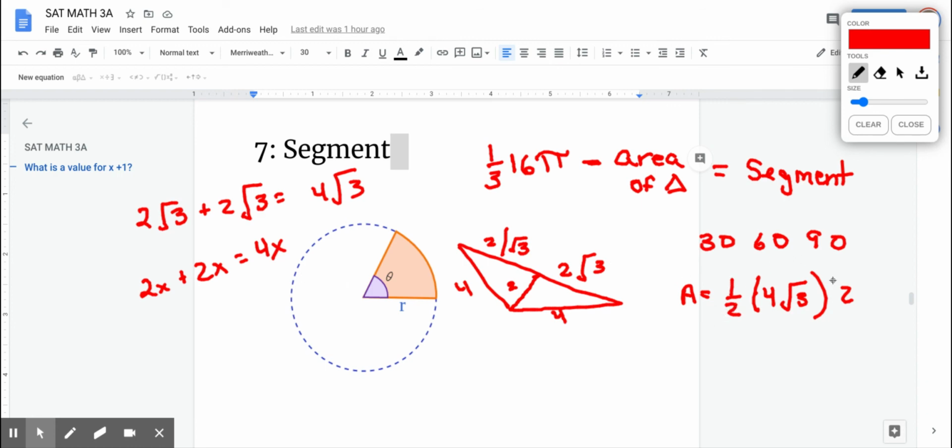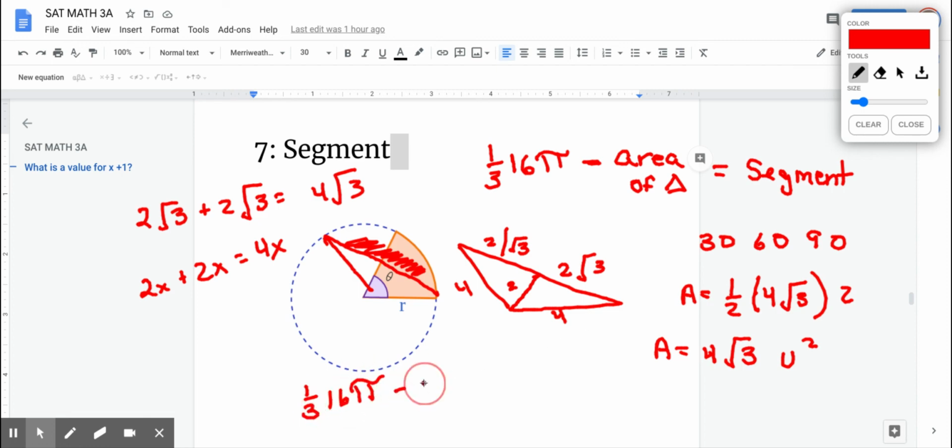So half of 2, you just multiply. Remember, it's commutative. Half of 2 is just 1. So the area is just 4 square root of 3 units squared, right? That's the area of this triangle. So remember, we made the triangle, cut it in half here, and now to get the segment, we just subtract. So the answer here would be 1/3 16 pi minus 4 square root of 3, and that'll give us the area of the segment. Plug it into your calculator. Try to review that. Rewind the tape. I'll hold for a minute before I clear.